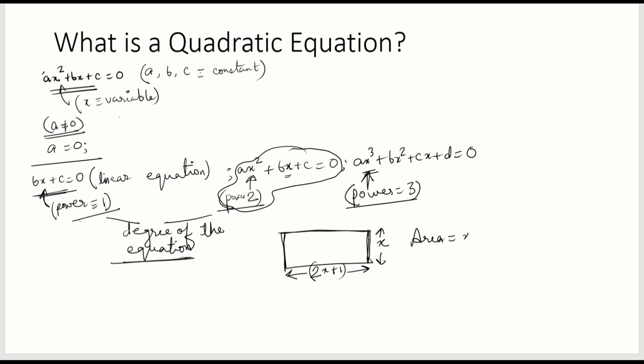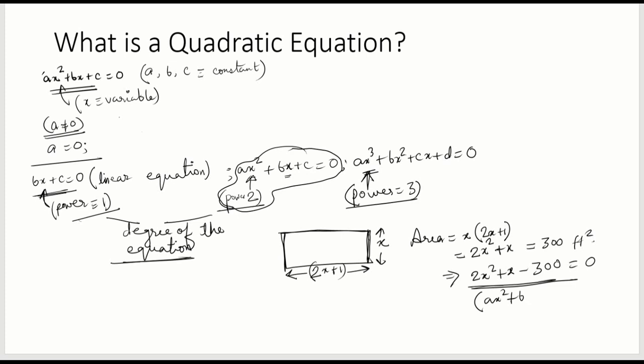The area will be x into 2x plus 1, right? If we multiply it, we get 2x squared plus x. Let's say the area is given as 300 square feet. Now this becomes a quadratic equation: 2x squared plus x minus 300 equals 0. This equation is of the form ax squared plus bx plus c equals 0, where a equals 2, b equals 1, c equals minus 300.